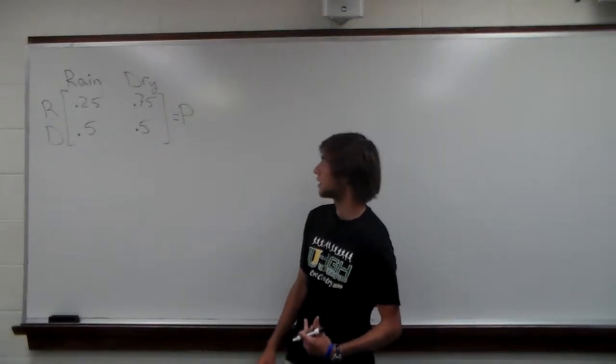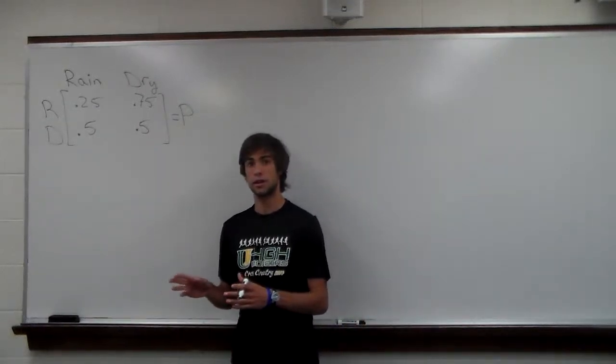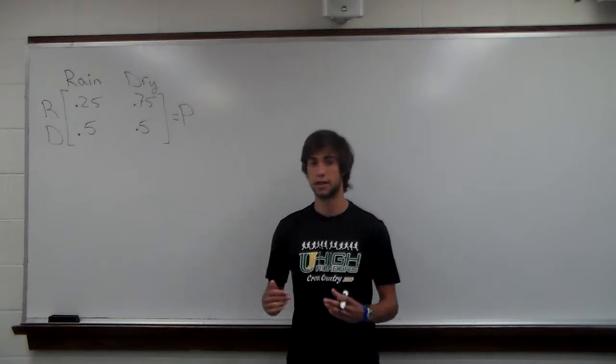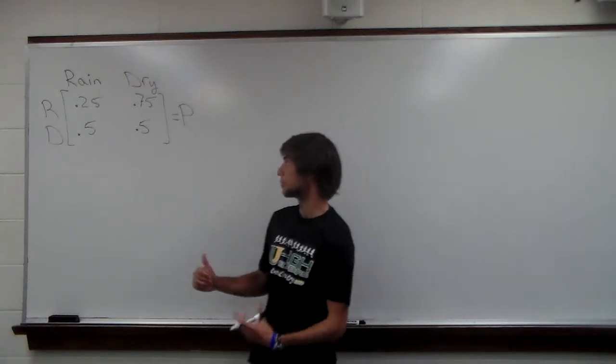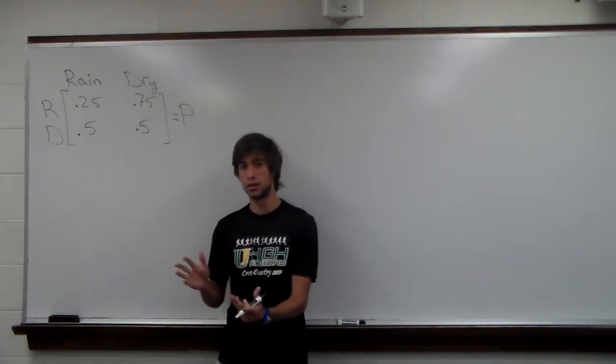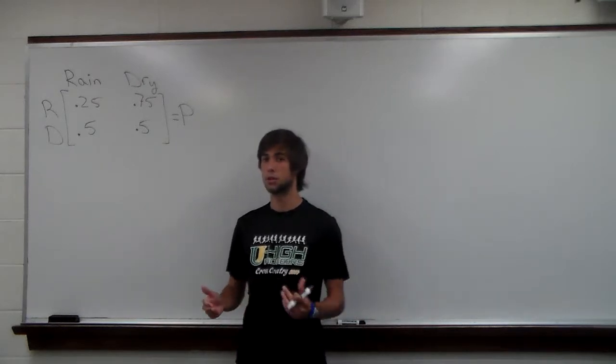In this problem, we're asked to find the probability that in the long run it's going to rain or be dry on a given day. In this particular environment, we know that whether or not it rains on one day is dependent upon whether or not it rained the previous day.